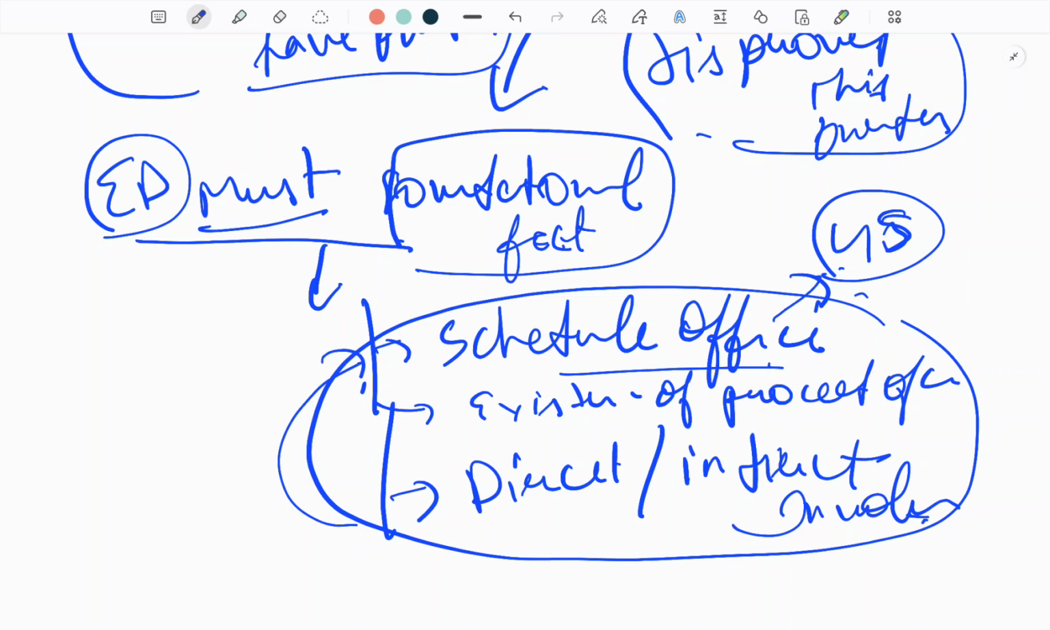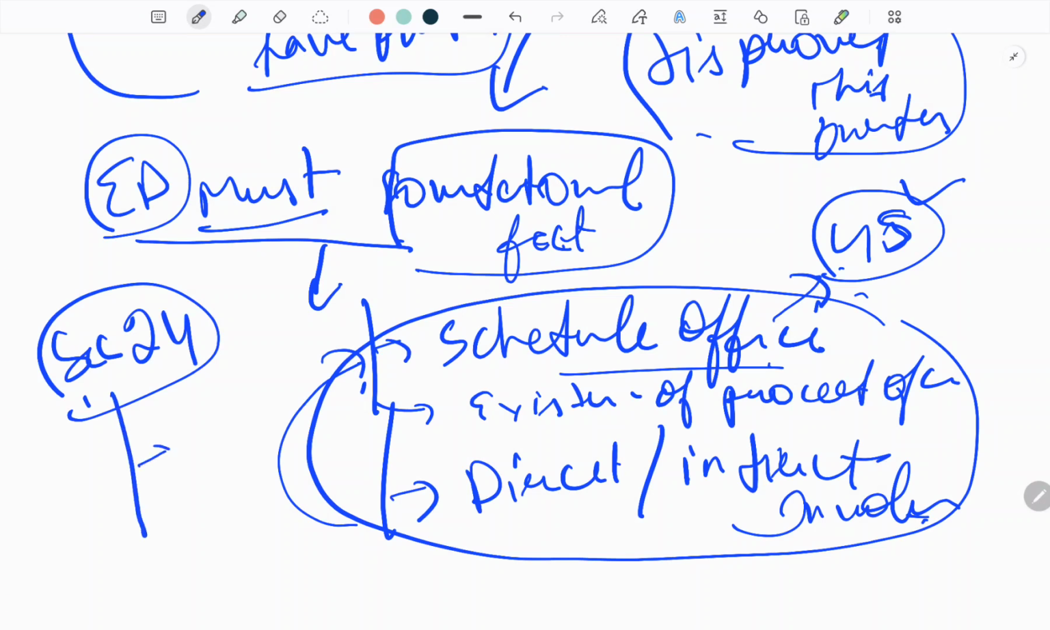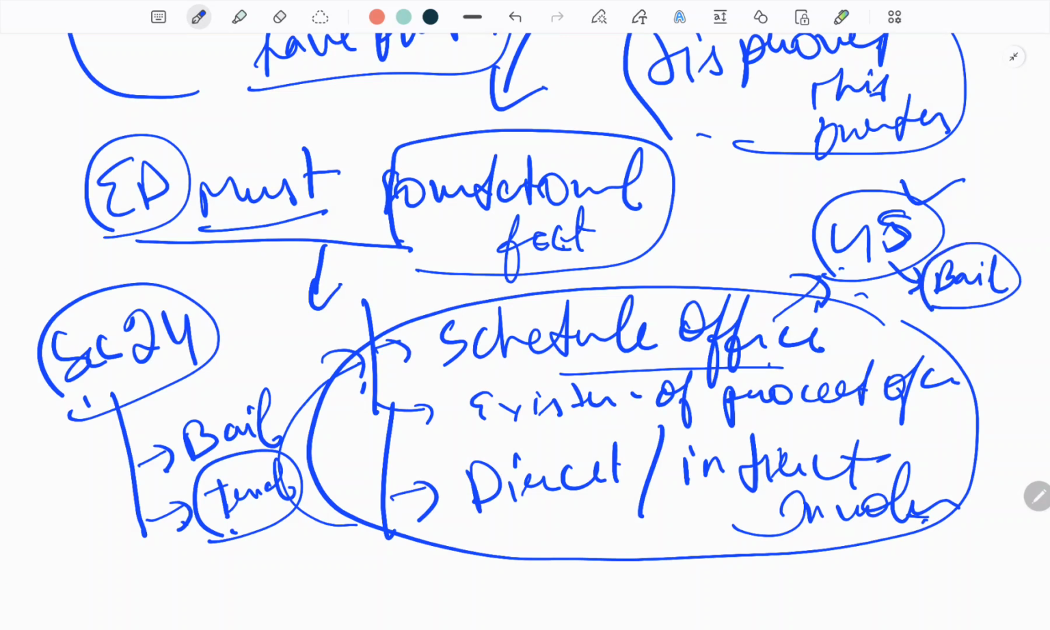Very stringent condition. So at the trial stage, section 24 may come into play. At bail, section 45 may come into play. So section 24 may play a role during bail as well as trial. But section 45 says only at the stage of bail. So trial stage or bail stage, section 24 says there is a reverse burden.